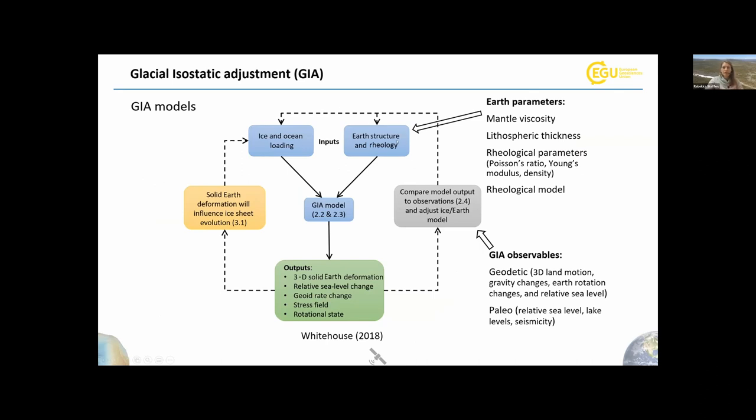We model the entire Earth. And then we can run such a GIA model and get several outputs, which we then compare again to the observations that I showed you before. And we can vary the Earth parameters. There are many variations possible. And in addition, how the GIA, or how the solid Earth, responds to the ice and ocean loading has an effect again on the ice and ocean loading as well. So we have to iterate several times to get a realistic result.